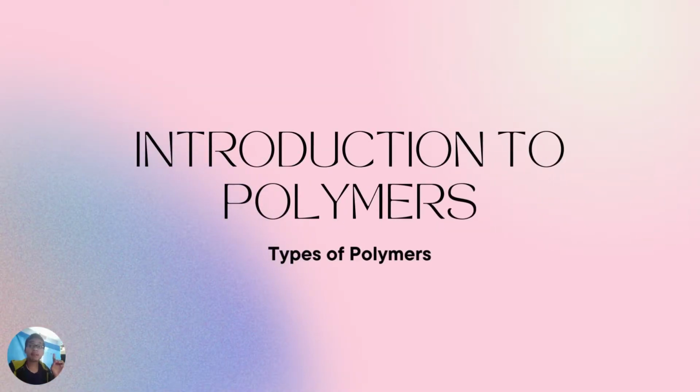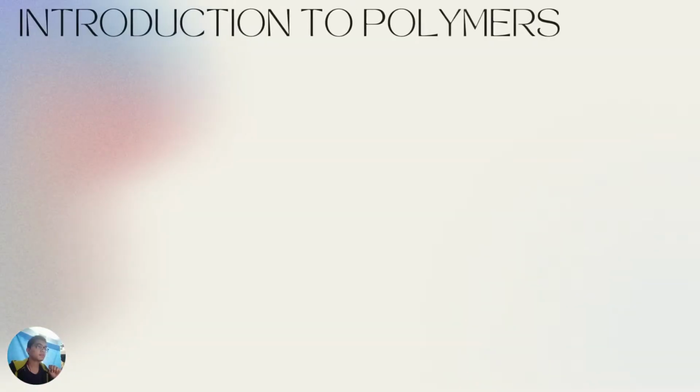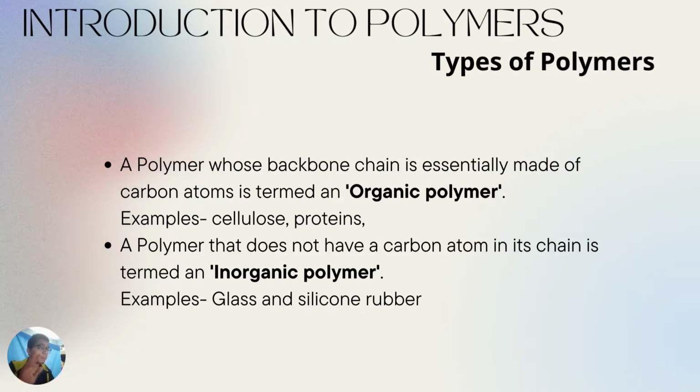Next is types of polymers. A polymer whose backbone chain is essentially made of carbon atoms is termed an organic polymer. So, a polymer which has carbon in it is simply an organic polymer. Examples: cellulose, proteins. Next, a polymer that does not have a carbon atom in its chain is termed an inorganic polymer. Examples: glass, silicone rubber.